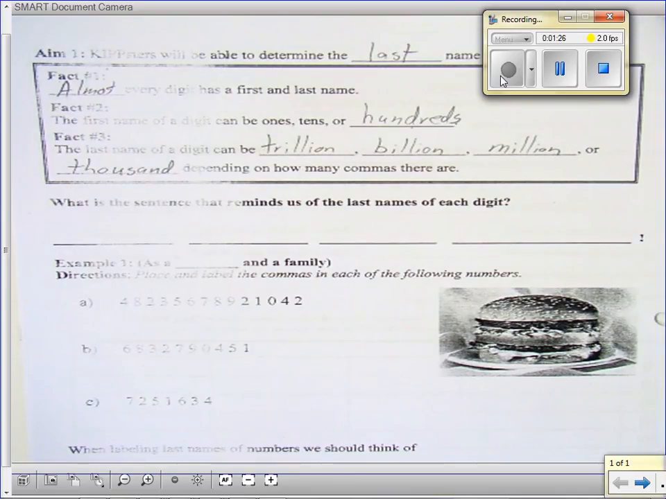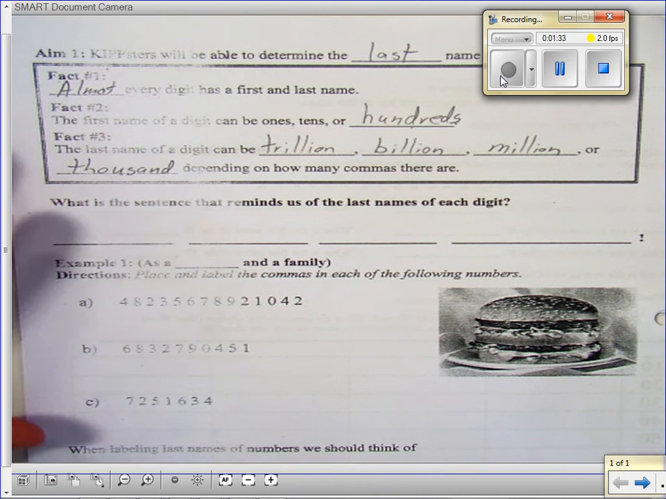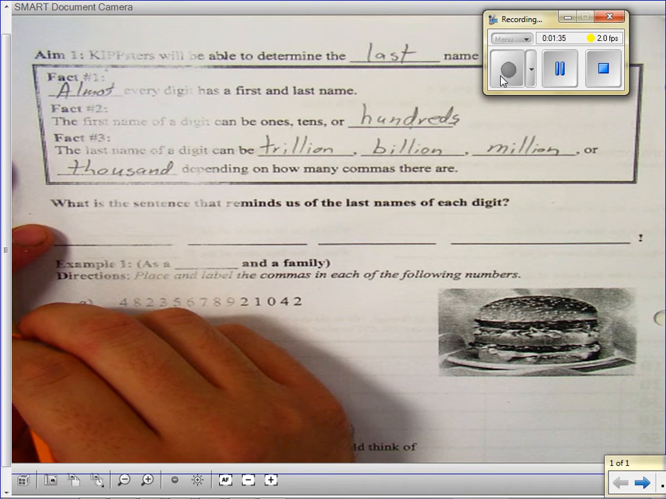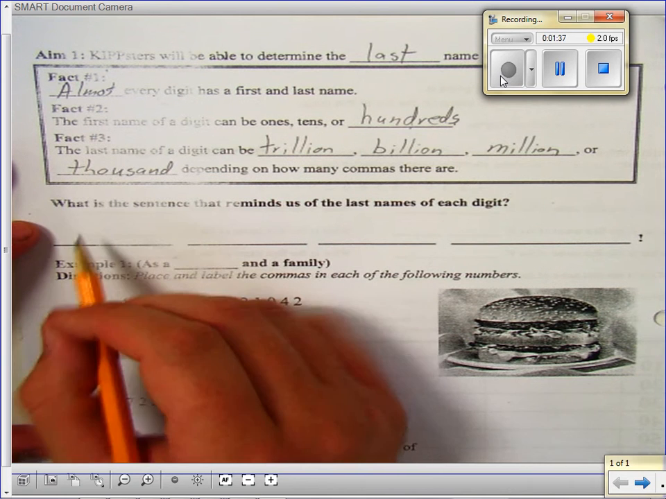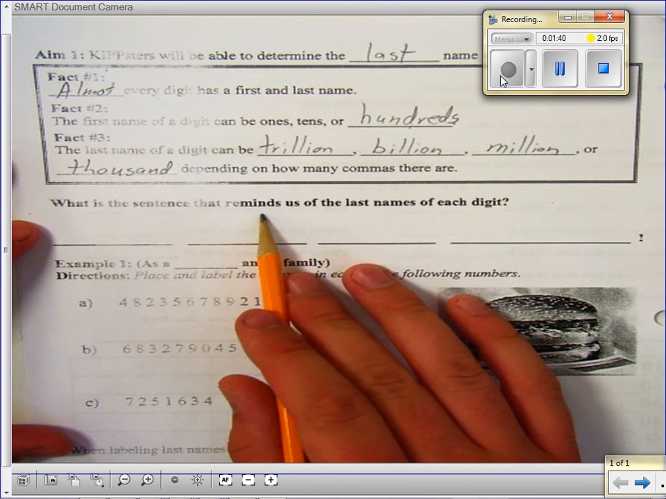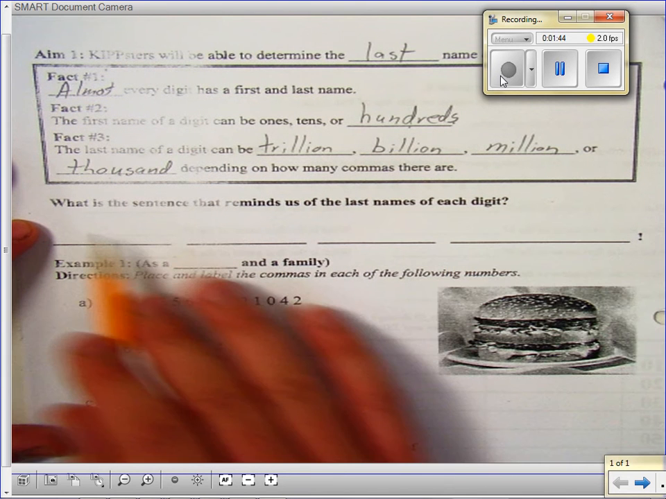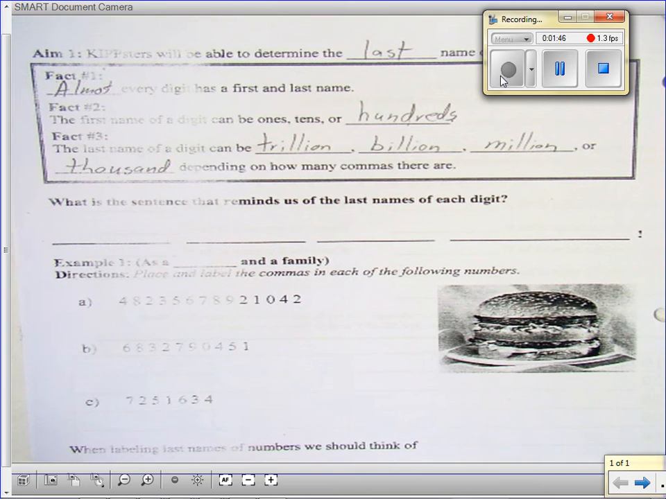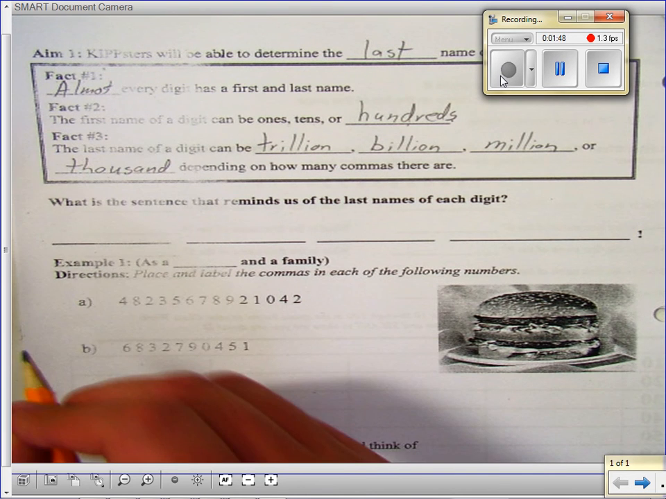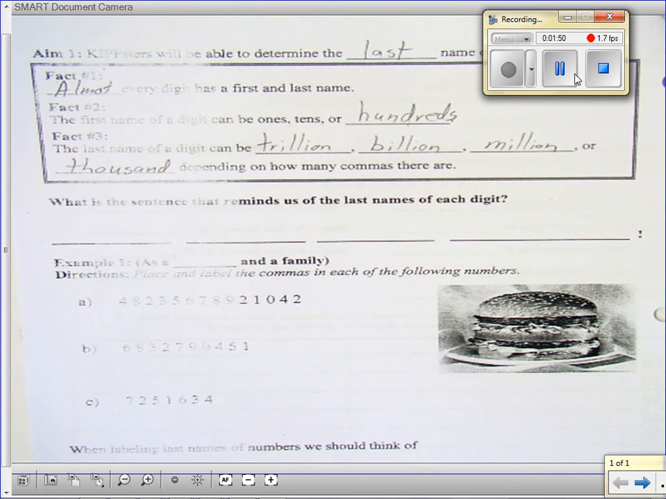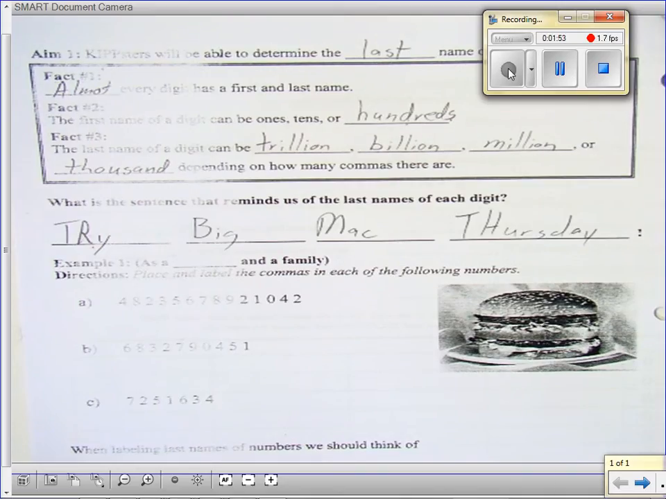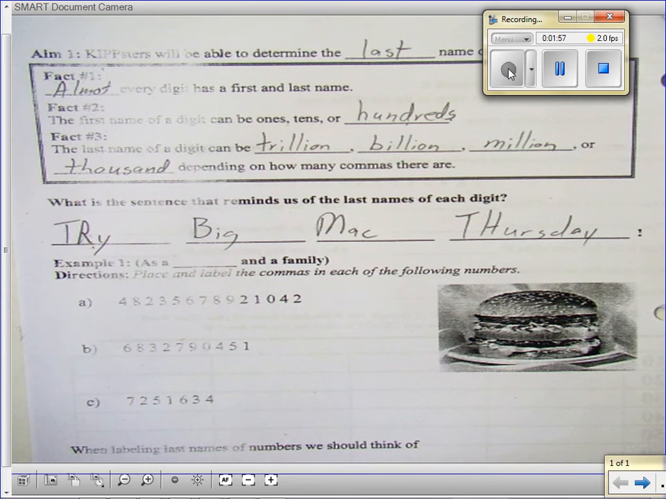Pencils up. Fill in the blanks. Go! What is the sentence that reminds us of the last name of each digit? Raise your hand if you remember. That's correct. Try Big Mac Thursday.